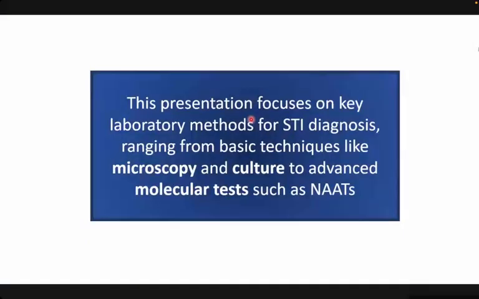So this presentation will mainly focus on the key laboratory methods for STI diagnosis. So we'll discuss microscopy, culture, and the more advanced techniques like your nucleic acid amplification testing.